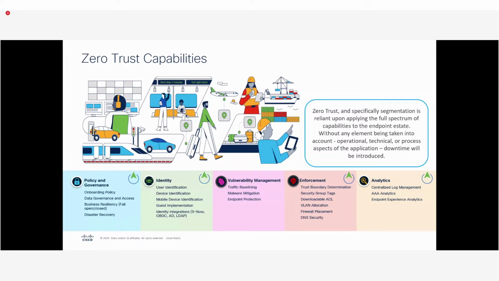The second pillar is going to be identity, and this is going to be what we refer to as contextual identity.